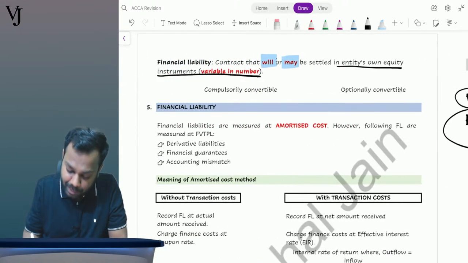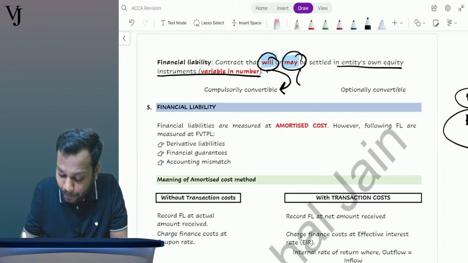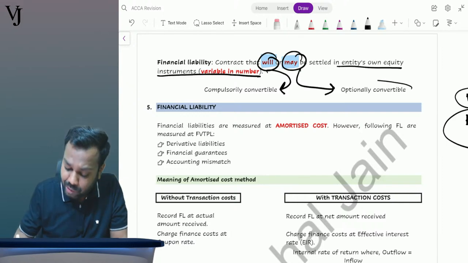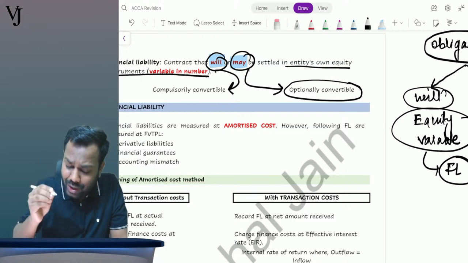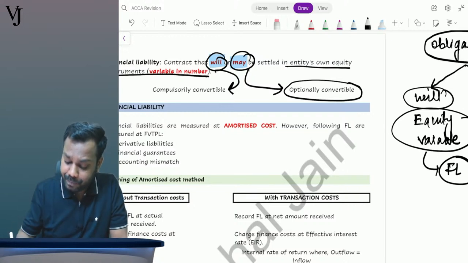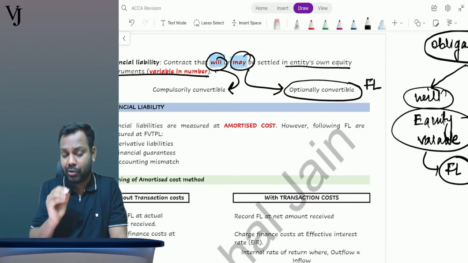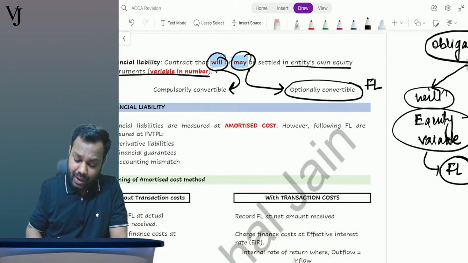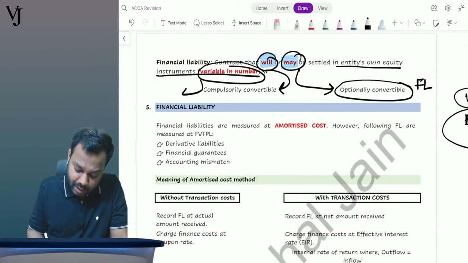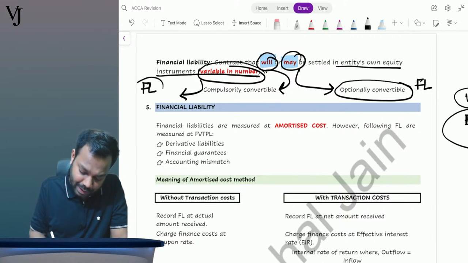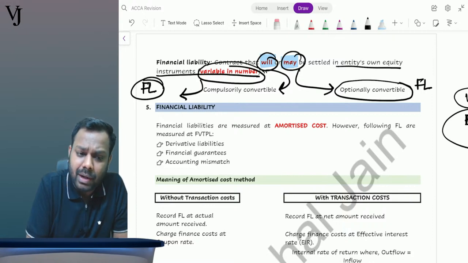Now understand, the meaning of "will" is compulsorily convertible to equity. The meaning of "may" is optionally convertible to equity. If it is optionally convertible, it is always a financial liability. If the number of shares to be issued is variable, it is again a financial liability. Now you must ask, sir, then in what case will it become equity?